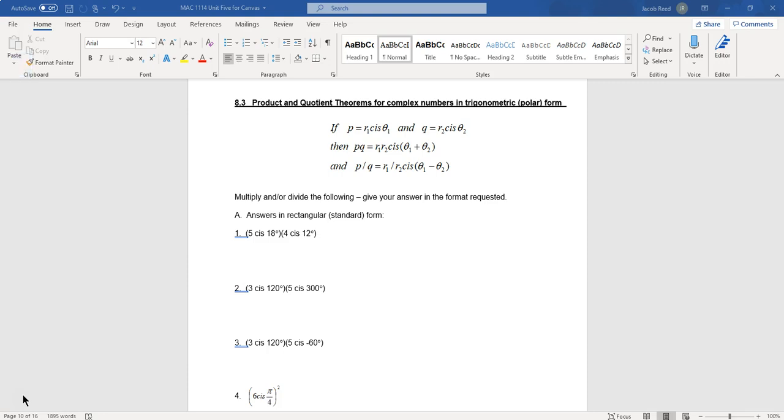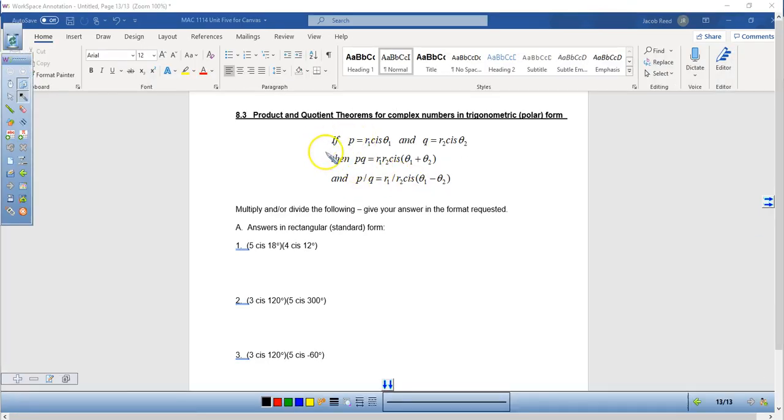What we've got going on here is that if P is R1 cosine I sine theta 1 and Q is R2 cosine I sine theta 2, then P times Q is R1 times R2 cosine I sine theta 1 plus theta 2. If we do that, that's multiply. If we divide, then it's R1 divided by R2 cosine I sine theta 1 minus theta 2.